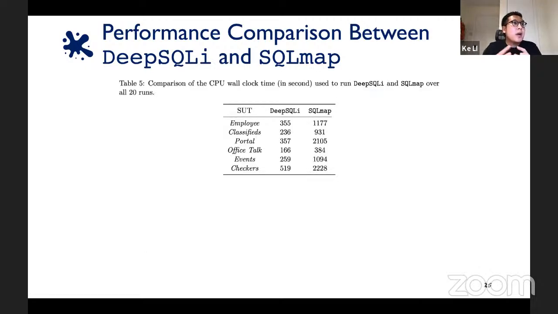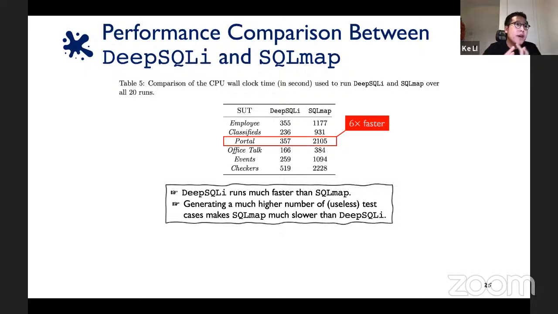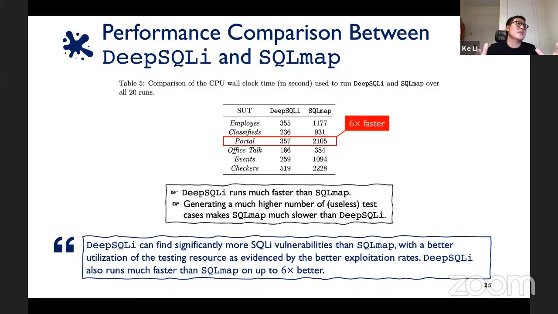And this is the comparison of the CPU time carried out by deep CQD and the CQ map. What you can see is that deep CQD runs much faster than the CQ map, and especially in the Porter case, it is 6 times faster. I think one of the reasons is that CQ map generates many more test cases than deep CQD, but most of them are useless, which makes it much slower than deep CQD.